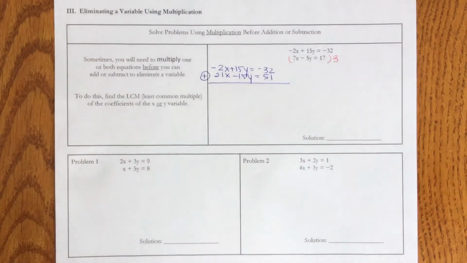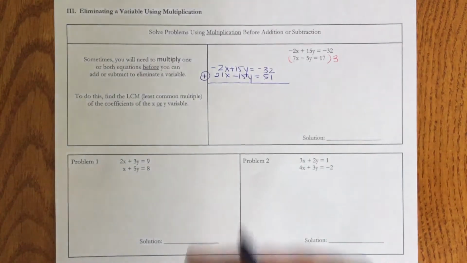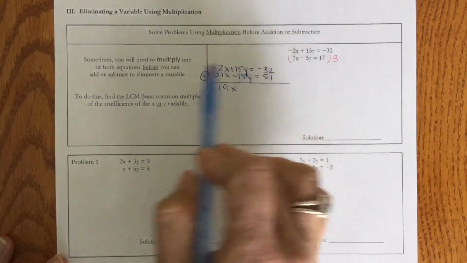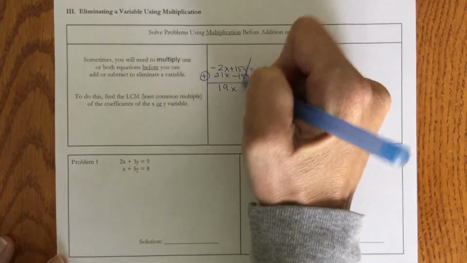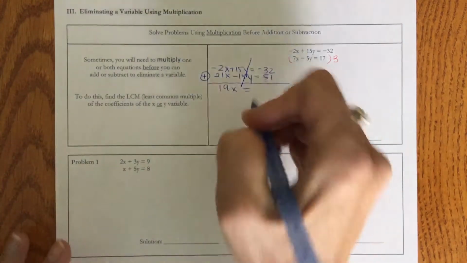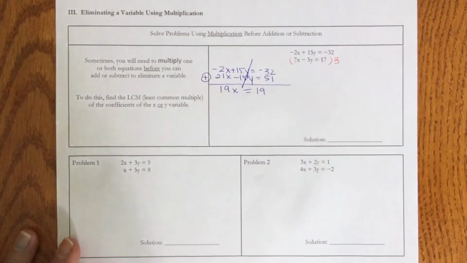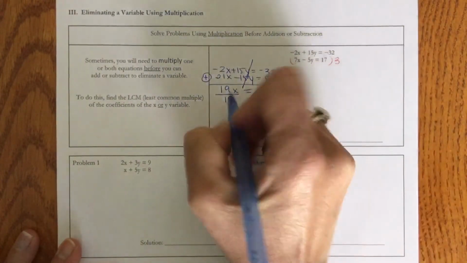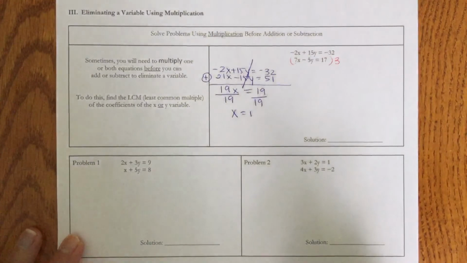-2x plus 21x gives me positive 19x. 15y plus -15y form a zero pair and cancel. -32 plus 51 gives me 19. When I solve the resulting equation, I will divide by 19 and find that x is equal to 1.